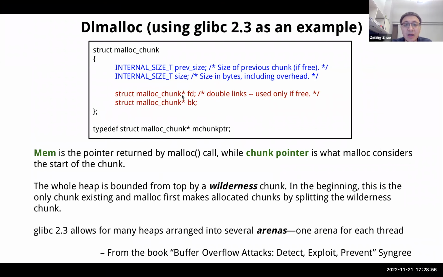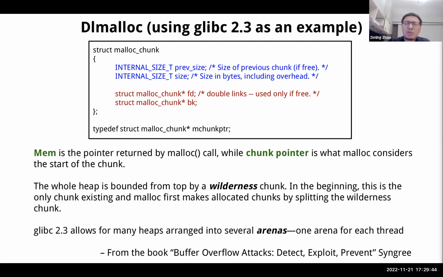Then after that, we have those 2 pointers, but those 2 pointers are only used when this chunk is freed. Otherwise, this part is your user's data. We also define a type called malloc chunk pointer like this. So when we say memory or buffer, we mean here after the metadata. When we say the chunk pointer, we mean 8 bytes before what malloc returns. So malloc always returns here. Malloc doesn't return at the chunk pointer. But the library itself obviously uses the chunk pointer to access the metadata.